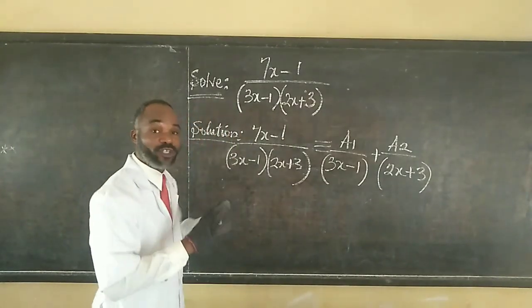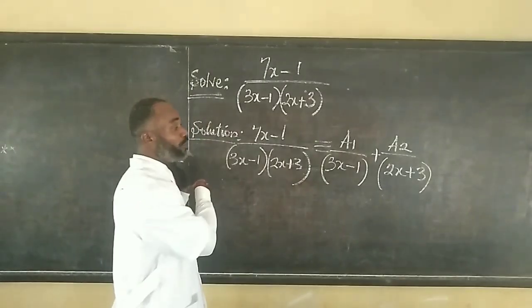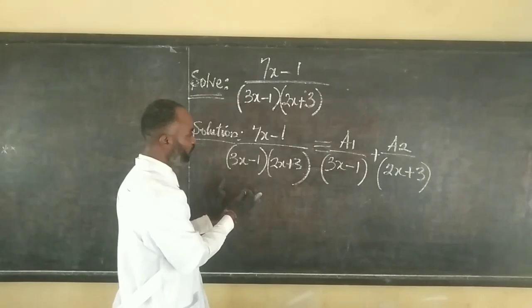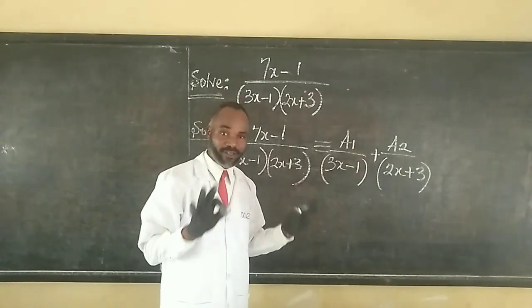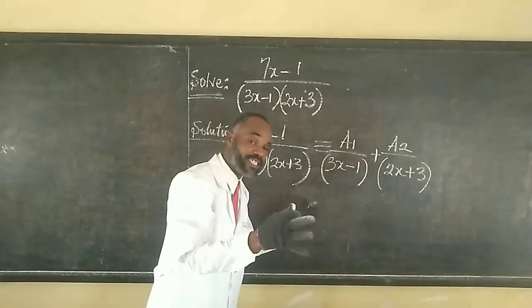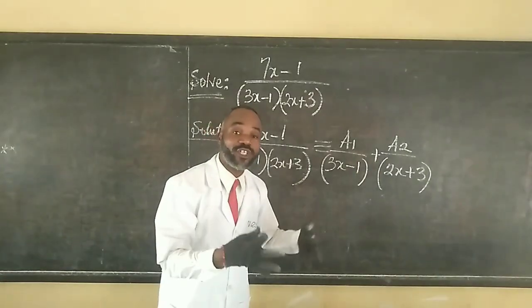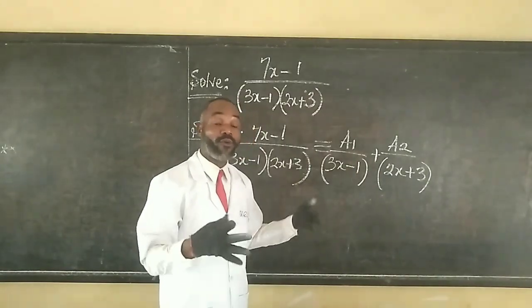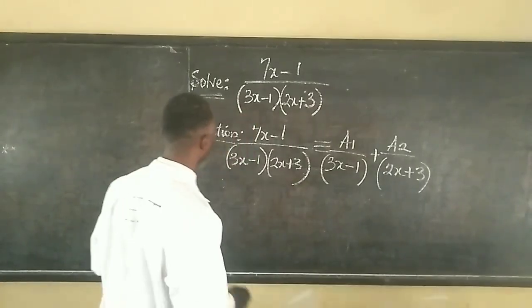Alright, so we have done the first thing. The next step is for us to normalize both sides. We must normalize both sides so that we can only have numerators all through and then find the values of A1 and A2 by the coefficient method, or comparing coefficients. That is it. So let's do that right away.